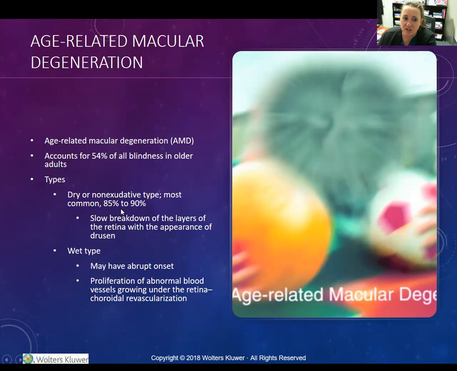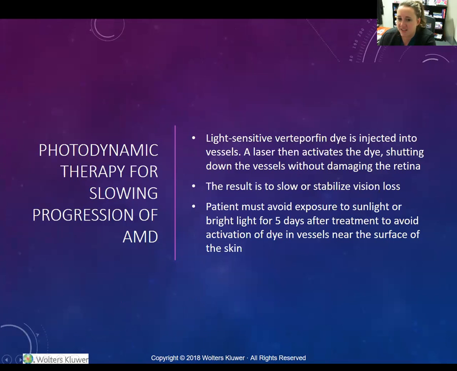The dry non-exudative just basically means it's a slow breakdown in the layers of the retina, and then the wet is like abnormal blood vessels growing. So that's why it's called wet, because it's blood vessels. Blood vessels are wet. That's not really super important for you to know. Early detection, regular eye exams are key to finding this, because they can look at your retina and tell whether it's looking healthy or what it's looking like it's being degenerated.